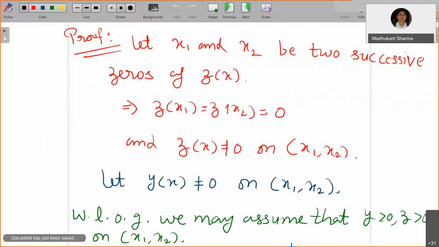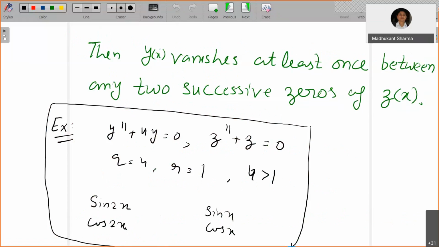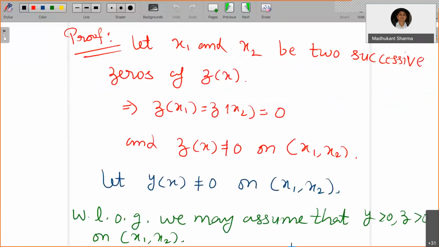So let us start with two successive zeros of z. Because you want to show that y vanishes at least once between any two successive zeros, let's say x1 and x2 are two successive zeros, meaning z of x1 and z of x2 are 0. Two successive zeros means z will not be vanishing on the open interval x1 to x2. What we need to show is that y vanishes at least once on this. So suppose y(x) is not 0 at all on this open interval.